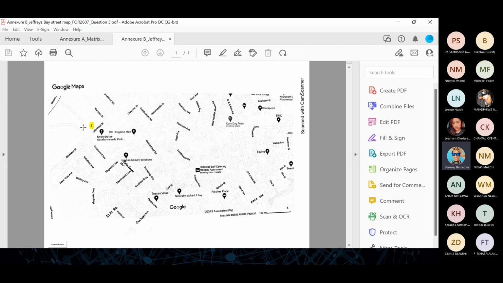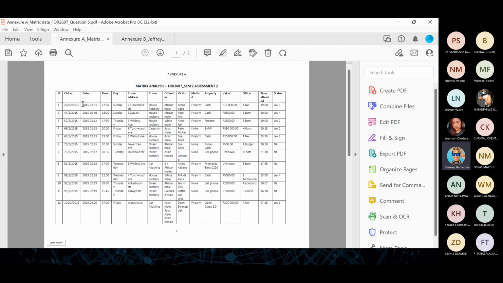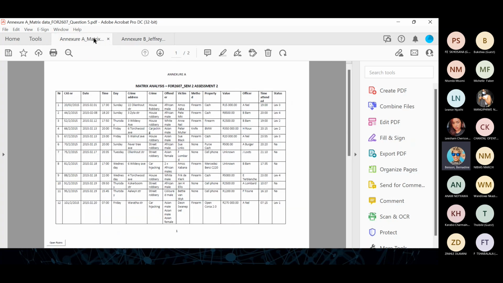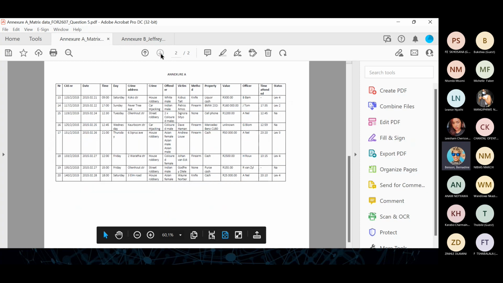So what you now must do is take incident number 2, look for Zeta Street. Let's see if we can find Zeta Street there. And then you just make a number 2 there with a little circle. And this you are going to do for each of these crime incidents. A small little 1, 2, 3, 4, up to 20.